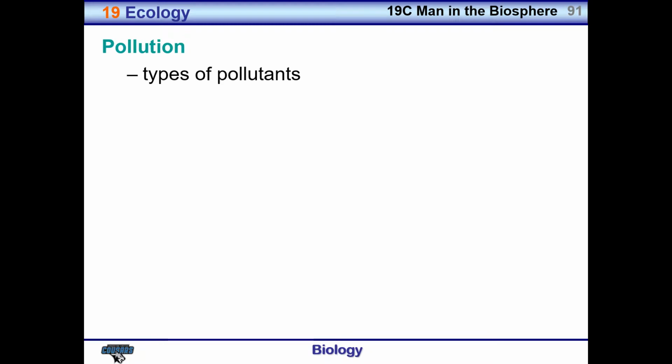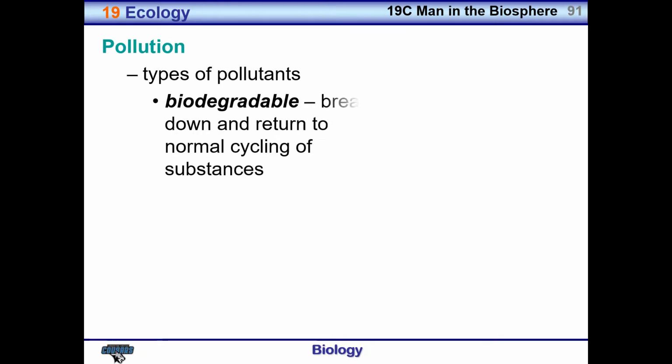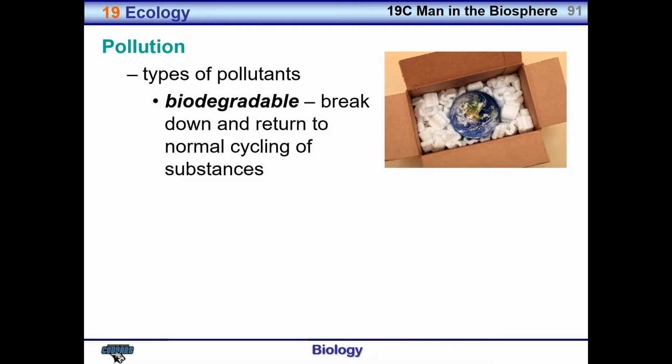So let's look at different types of pollutants. The first one is going to be pollutants that we consider are biodegradable. These are the ones that break down and return to normal cycling of substances. For instance, these packing peanuts in this box are made of cellulose, and cellulose is plant material and it will break down. In fact, it'll even, I think, dissolve in water.